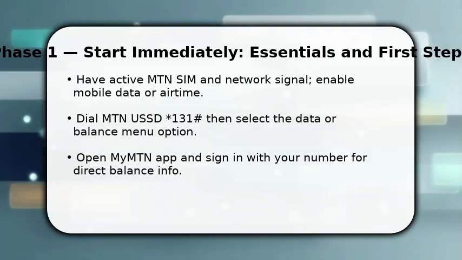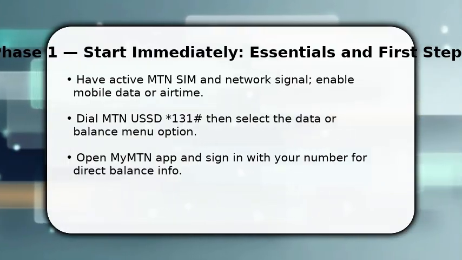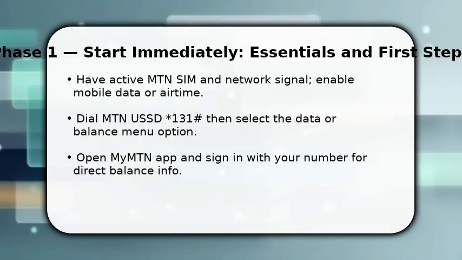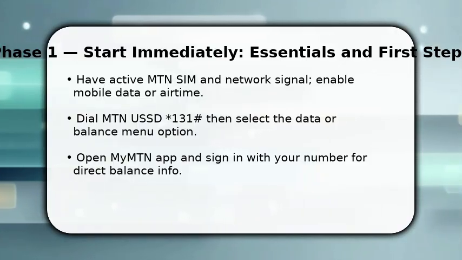You begin by grabbing the essentials, a working MTN SIM and signal, plus any airtime if needed. Dial the MTN USSD code *131# and follow the on-screen menu to the data or balance option. This gives an immediate readout.